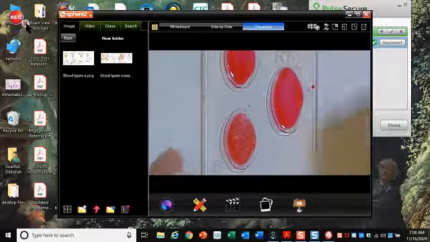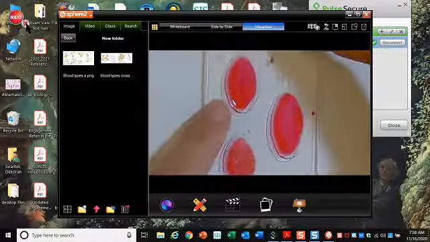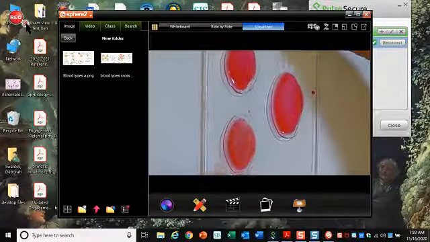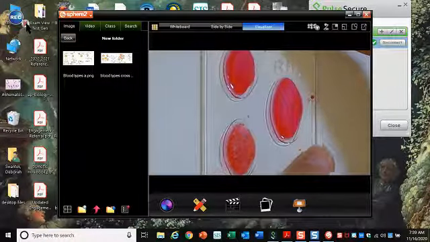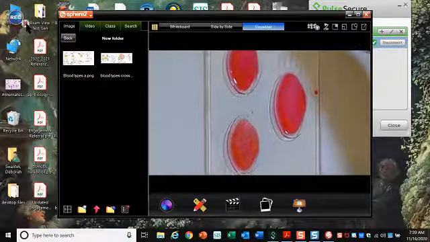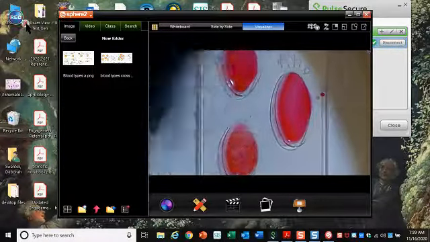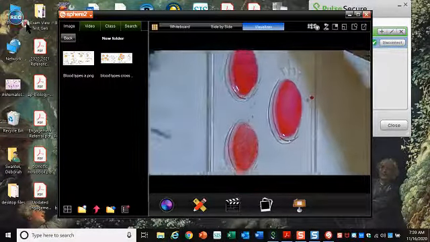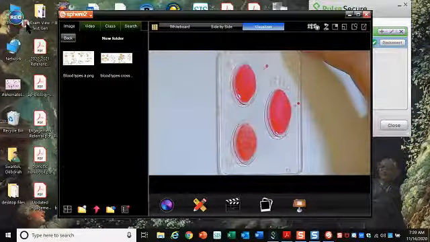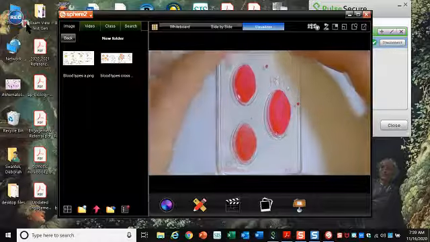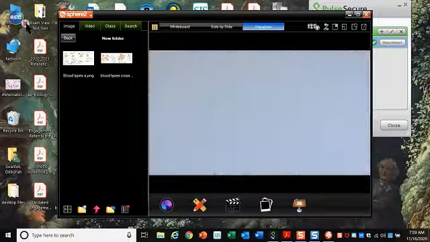Okay, so if I have no agglutination with the anti-A antibody, I have agglutination with the anti-B antibody, and no agglutination with the anti-RH antibody, this tells me this blood type is B negative. Okay, next sample.